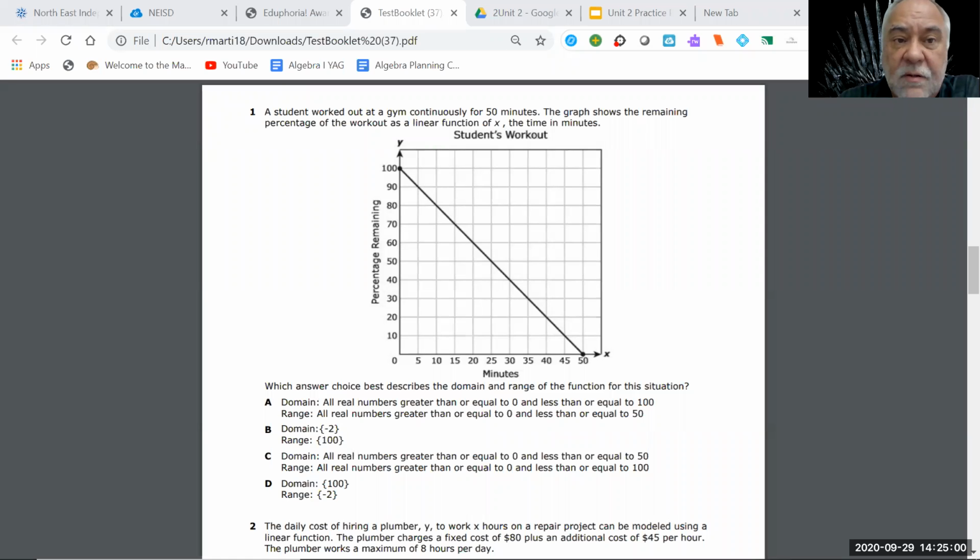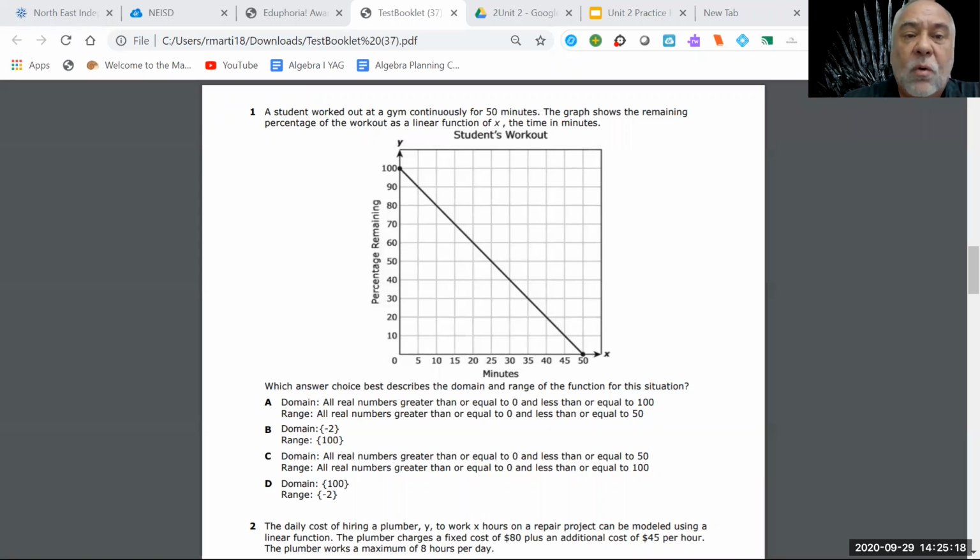Okay, we're going to look at some problems here to prepare you for the Unit 2 test. These first 7 are from the practice Unit 2 test that I gave you a few days ago. So let's go over these first.